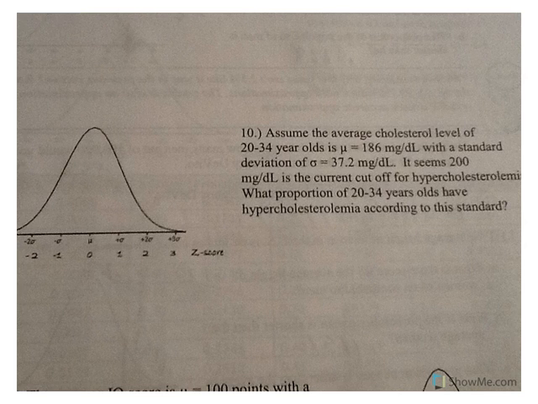Alright, here in number 10, again we are given the mean, the standard deviation, and it says 200 milligrams per deciliter is the current cutoff for hypercholesterolemia, which is whatever that is. So there's our data value. So we know our z-score is data minus the mean over the standard deviation. So my z-score, when I do that math, comes out to be 0.38.